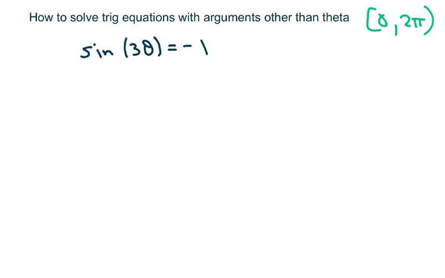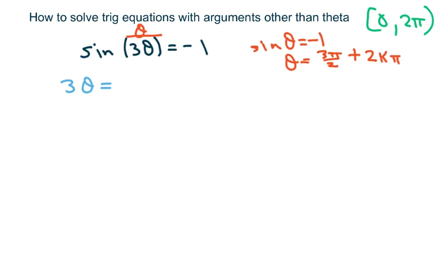The thing we're going to do is just solve for theta, if this was theta. So if I just solve this as being theta, so sine of theta equals -1, I know that theta, for all solutions, would be 3 pi over 2 plus 2k pi. Okay, so we want to set 3 theta to our theta. So we're going to set 3 theta equals 3 pi over 2 plus 2k pi.